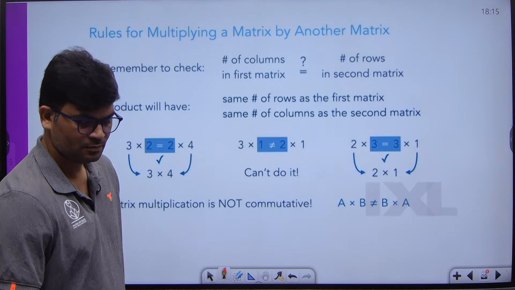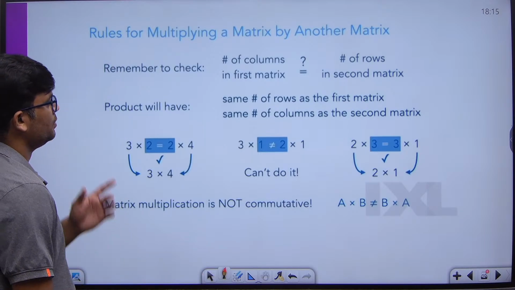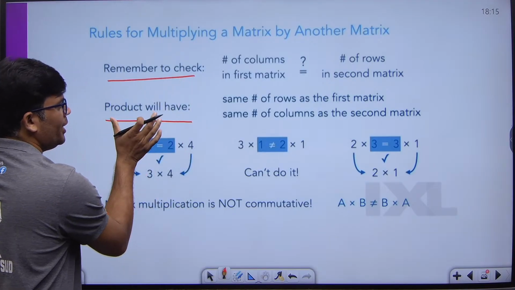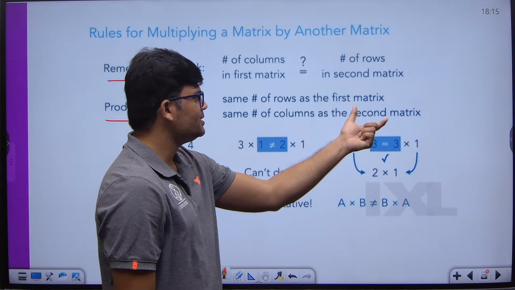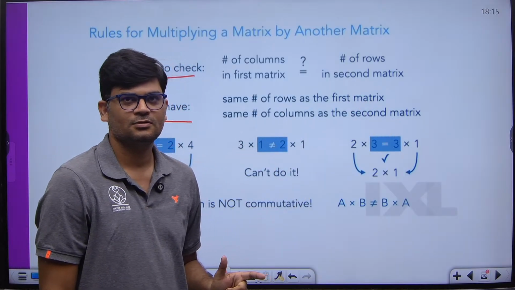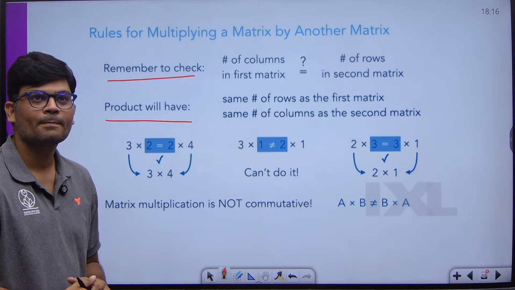Okay. So product will have the same number of rows as the first matrix and the same number of columns as the second matrix.